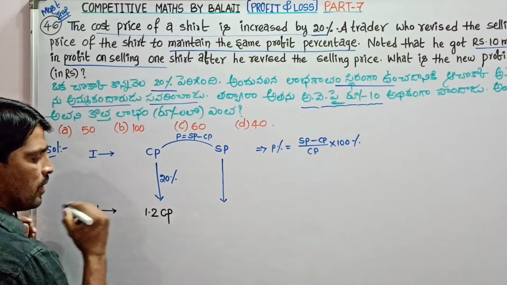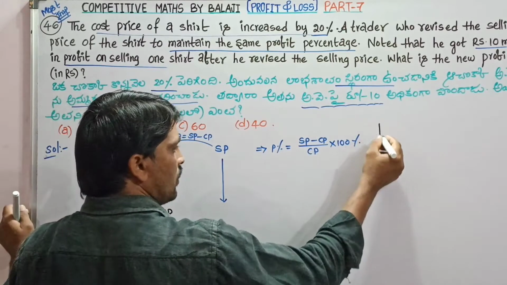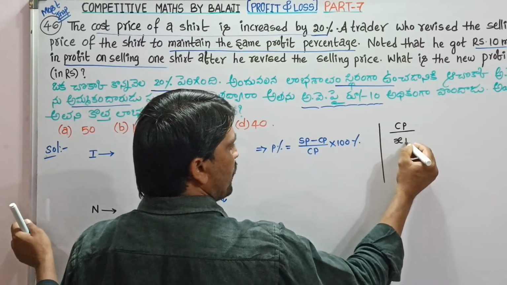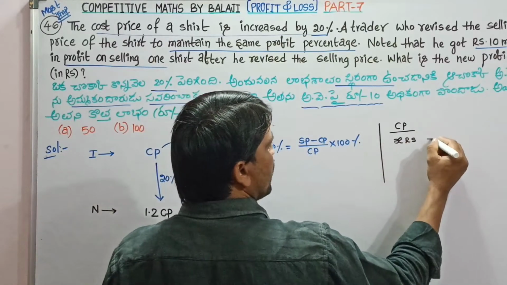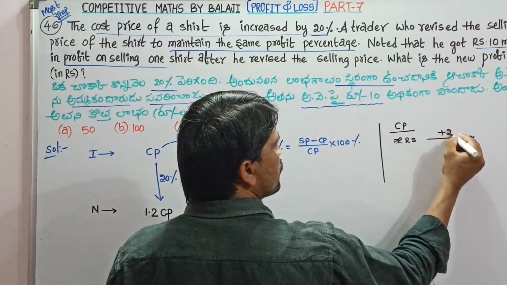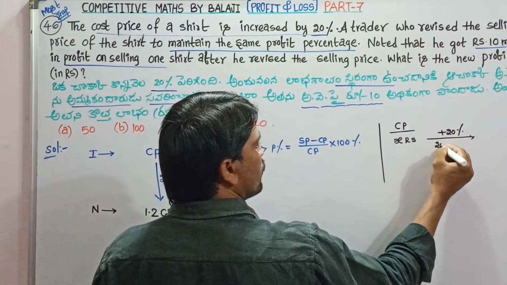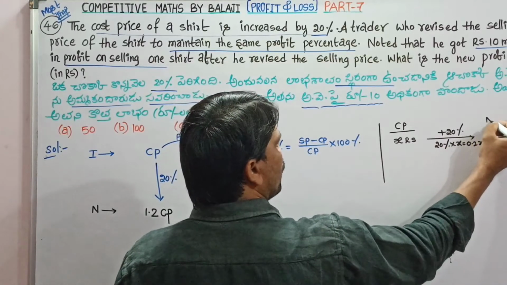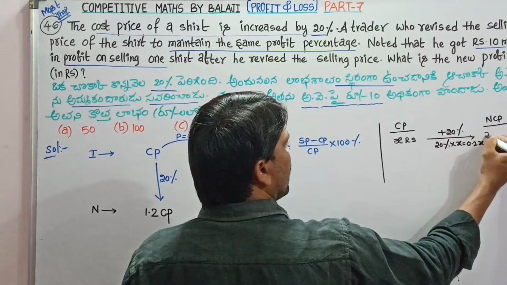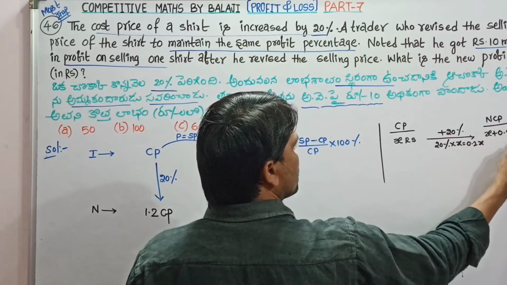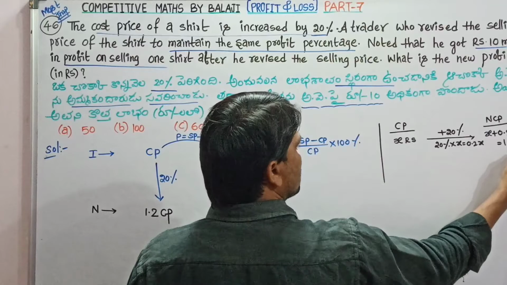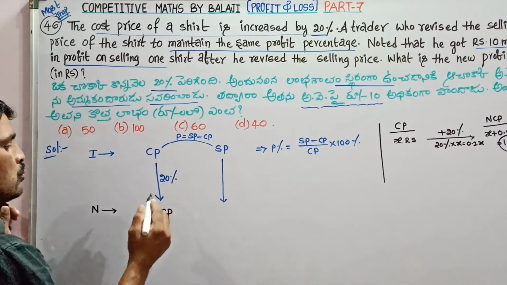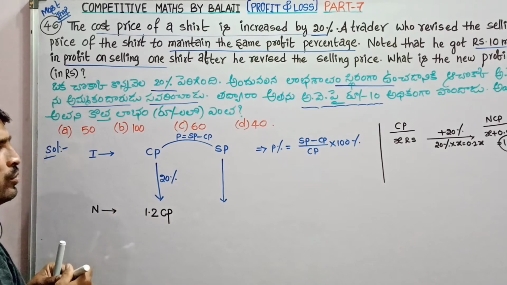Let us see the concept. Suppose CP is X rupees and there is an increase of 20%, that is, 20% of X is 0.2x. Now the new CP becomes X plus 0.2x, which is equal to 1.2x. So here 1.2 is called the scaling factor. So the new CP becomes 1.2 CP.